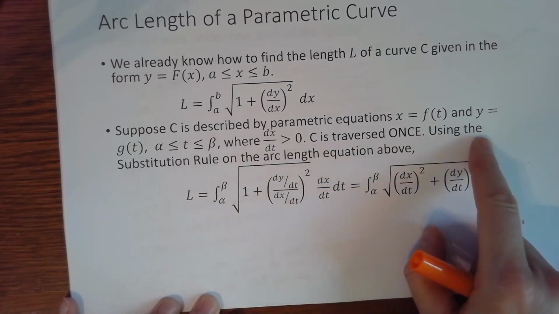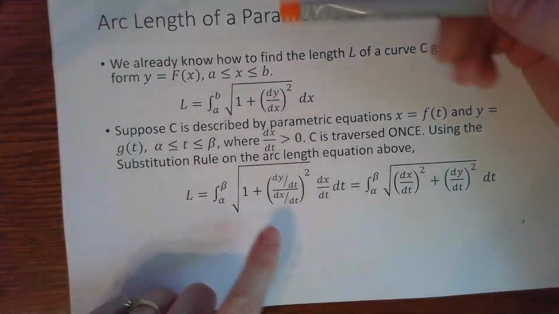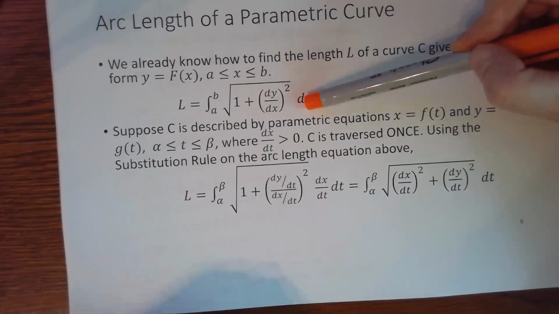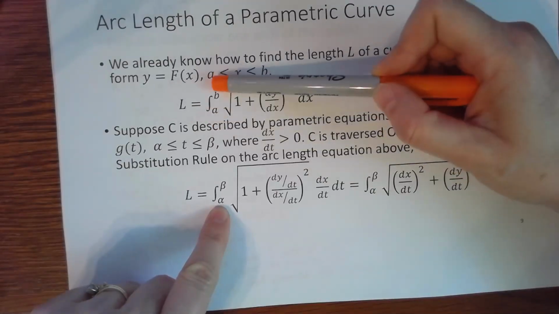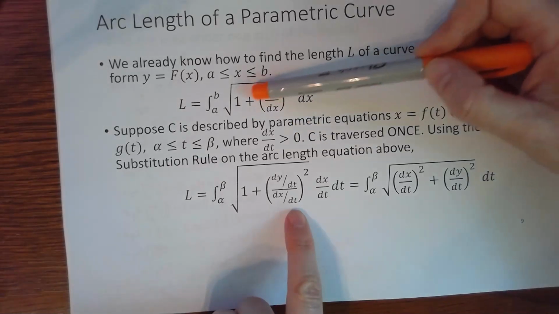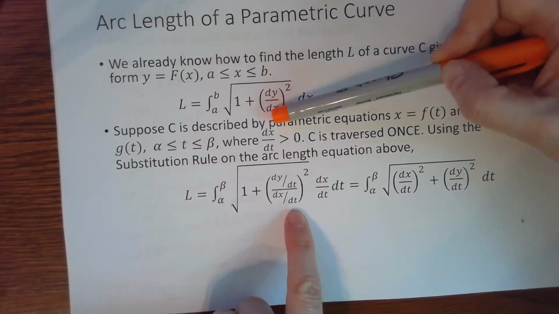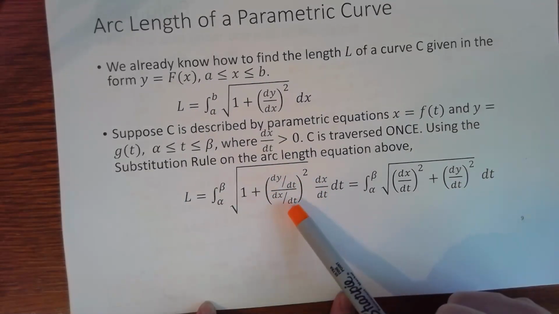But so using the substitution rule on this one, once again, since we're changing to the parameter value, we're going to change the bounds to the appropriate bounds for that variable. And then we would substitute, the way that we find the derivative of y with respect to x is we do the derivative of y with respect to t over the derivative of x with respect to t.